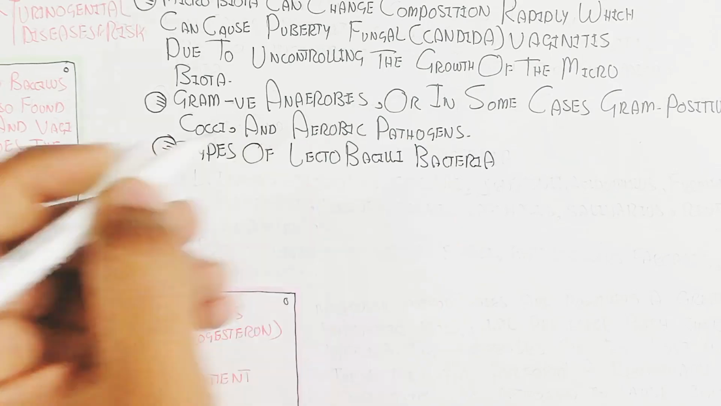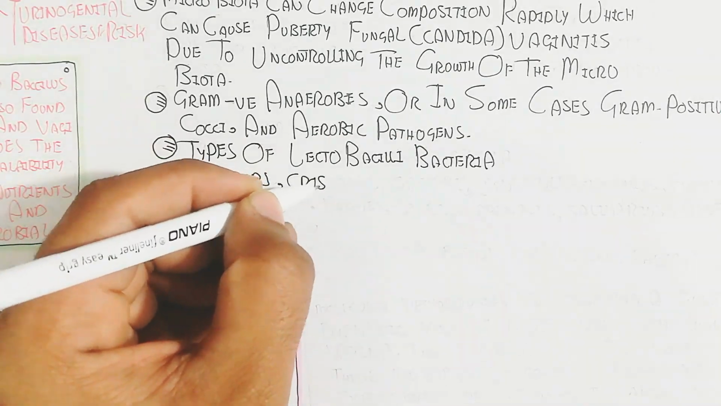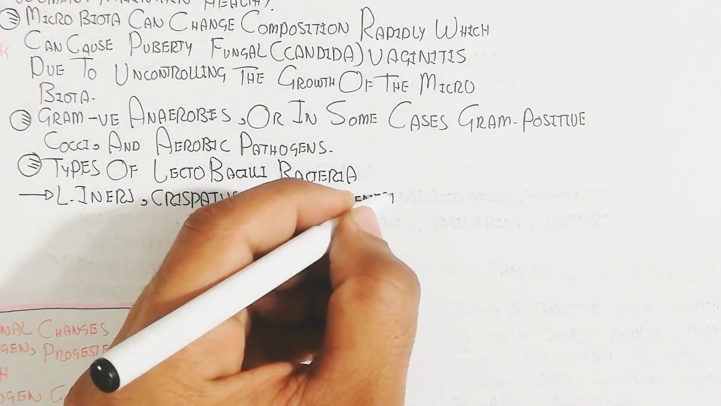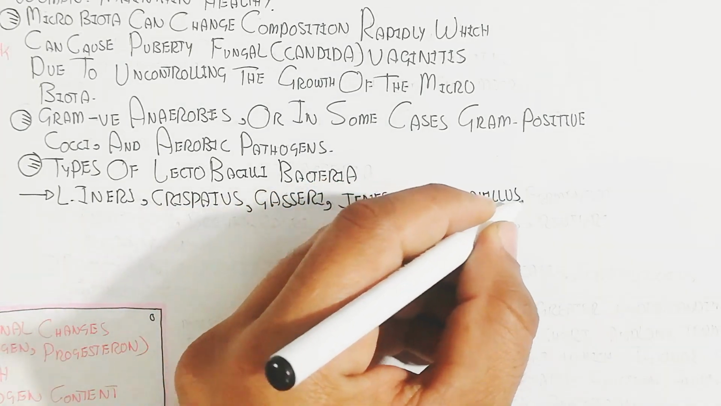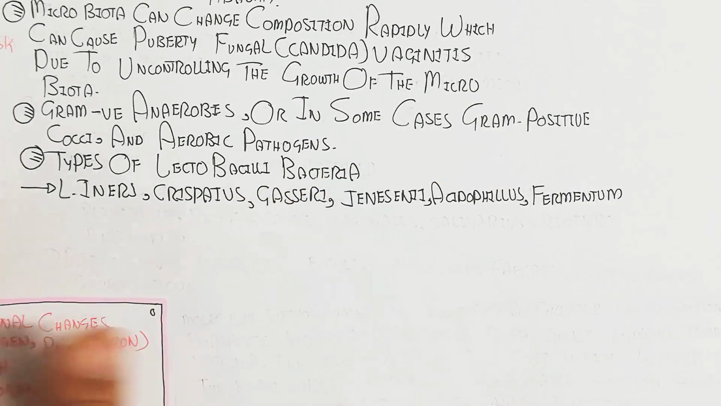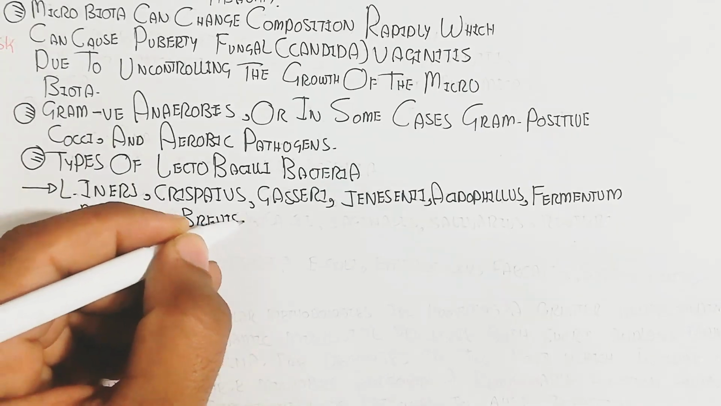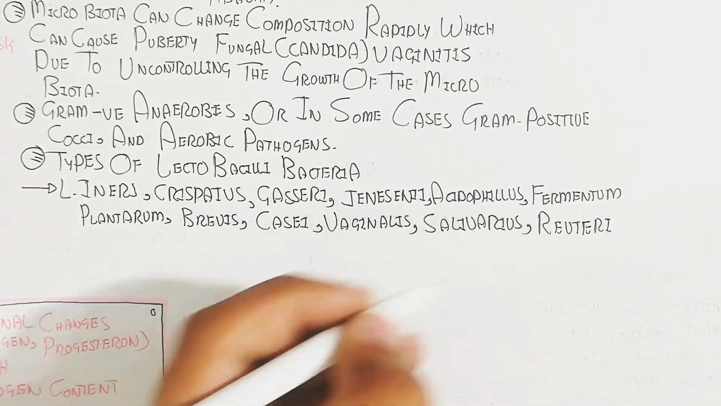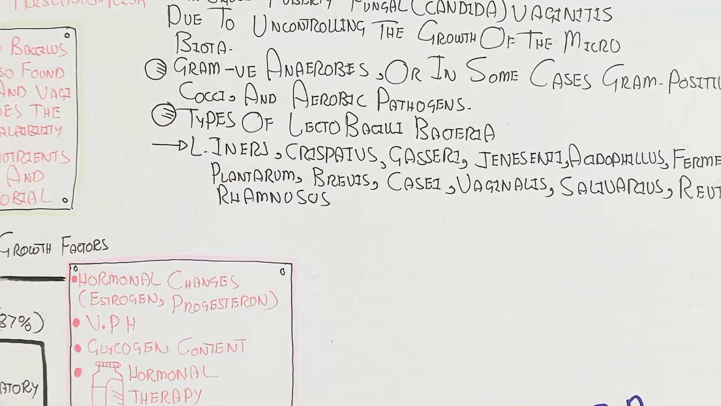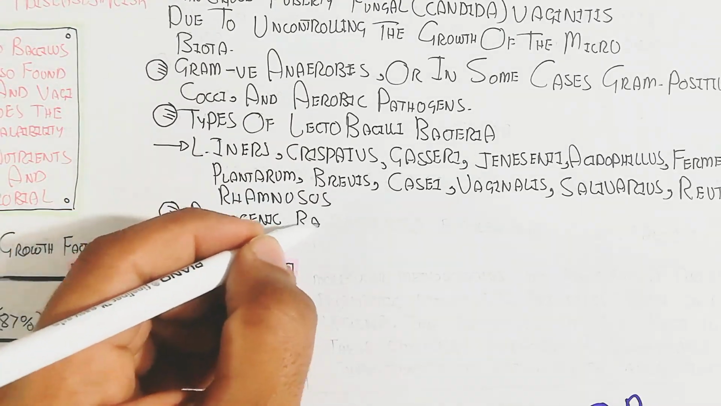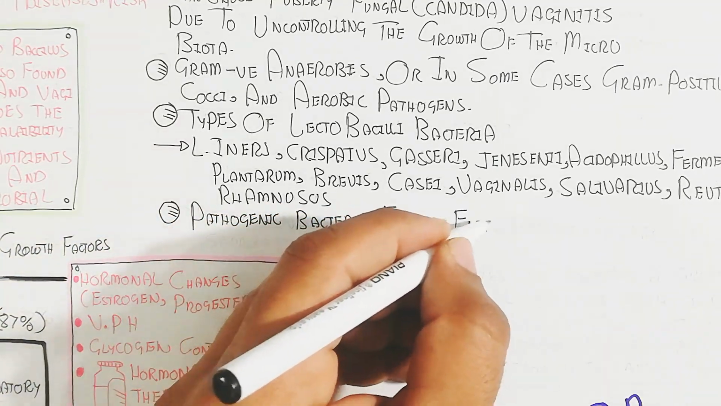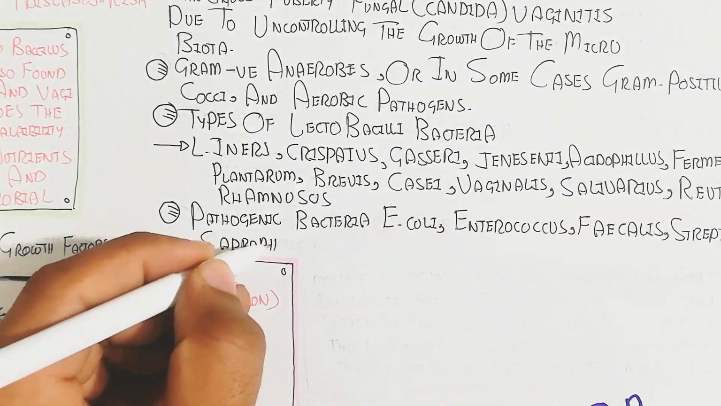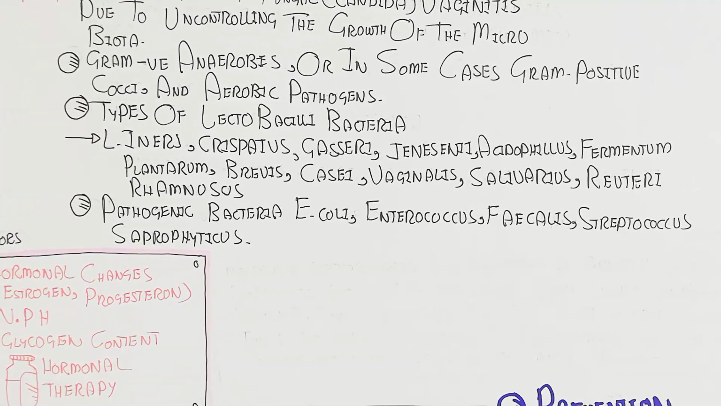Anyhow, the types of lactobacillus bacteria can be Lactobacillus iners, crispatus, gasseri, jensenii, acidophilus, fermentum, plantarum, brevis, casei, vaginalis, salivarius, and rhamnosus. While the pathogenic bacteria are E. coli and Enterococcus faecalis, and Streptococcus, as well as Staphylococcus saprophyticus.